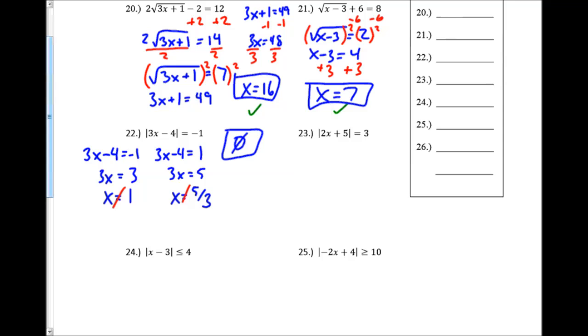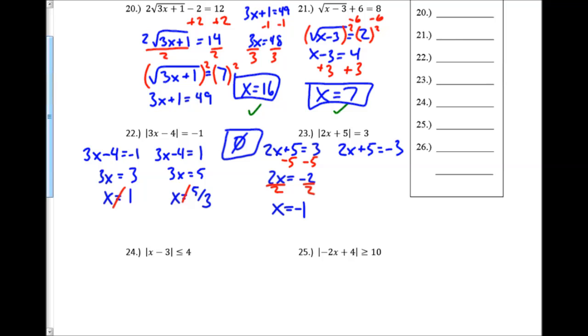For this one, absolute value doesn't equal a negative this time, so it makes sense to proceed. So I've got 2x plus 5 equals a 3. I also do 2x plus 5 equals a negative 3. And now I solve each of these. So this one I subtract 5 from each side. So I've got 2x equals negative 2. Almost forgot my sign in there. And now I divide each side by the 2. So I find out that x equals a negative 1.